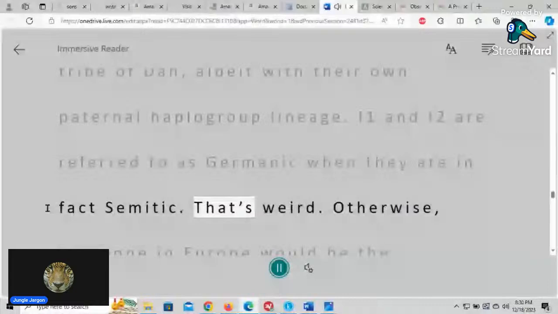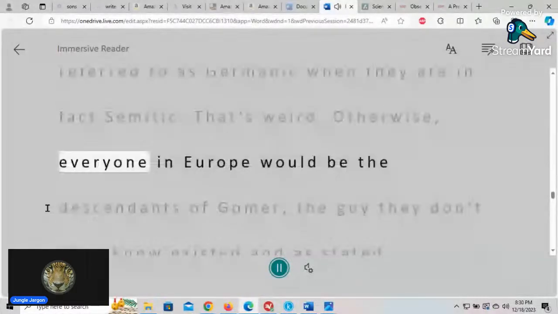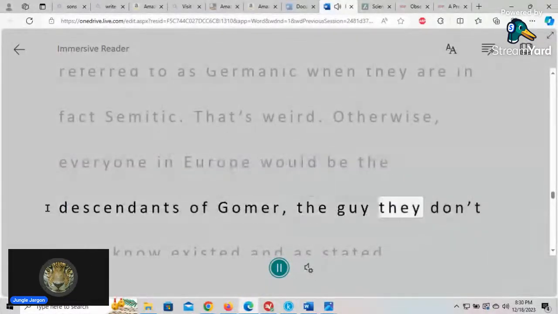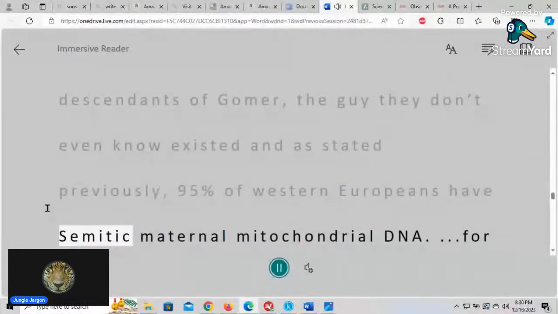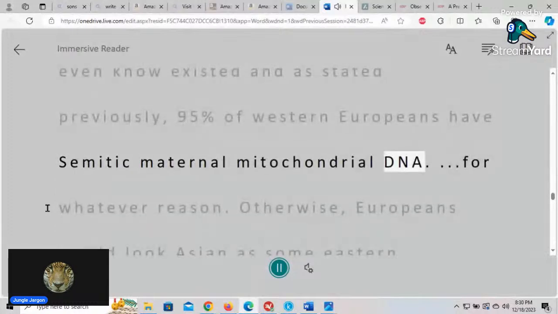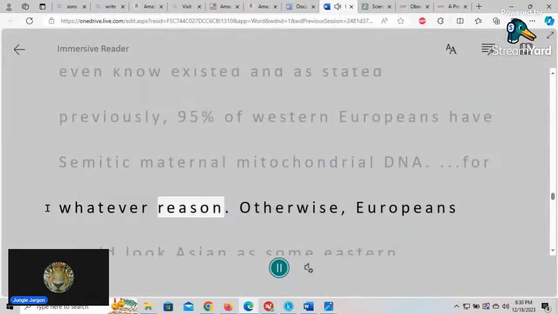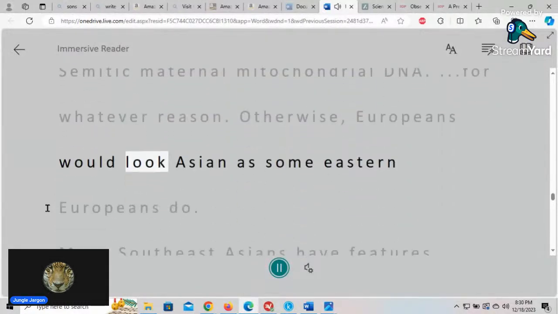I1 and I2 are referred to as Germanic when they are in fact Semitic. That's weird. Otherwise, everyone in Europe would be the descendants of Gomer, the guy they don't even know existed, and as stated previously, 95% of Western Europeans have Semitic maternal mitochondrial DNA. For whatever reason. Otherwise, Europeans would look Asian as some Eastern Europeans do.